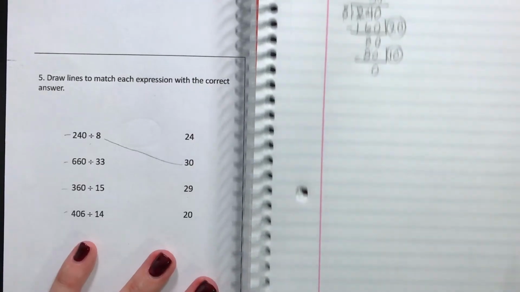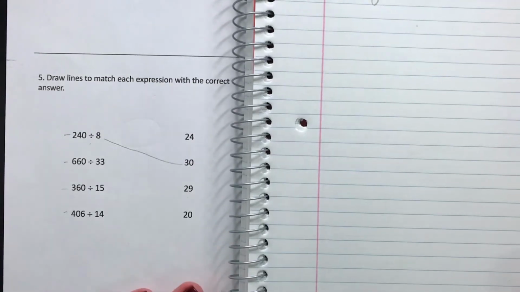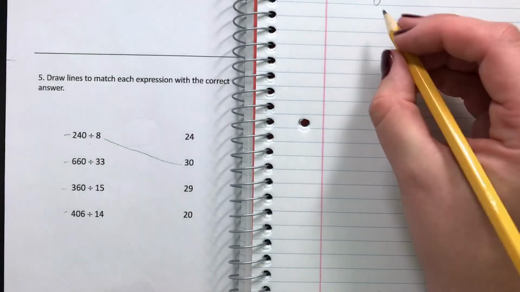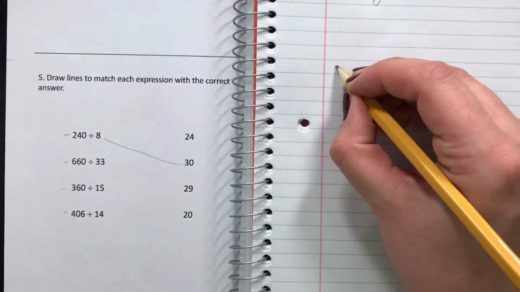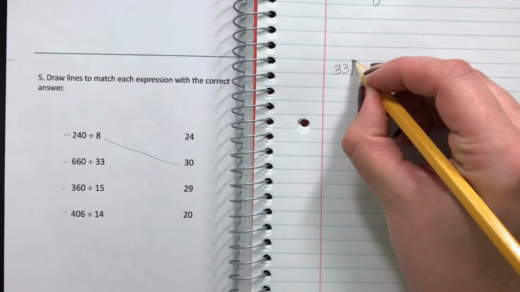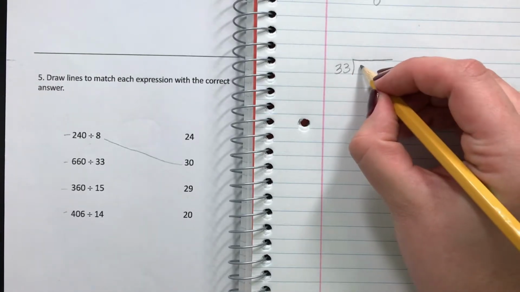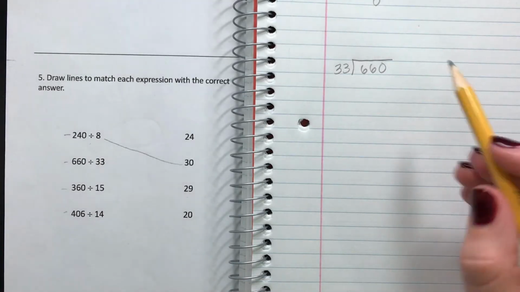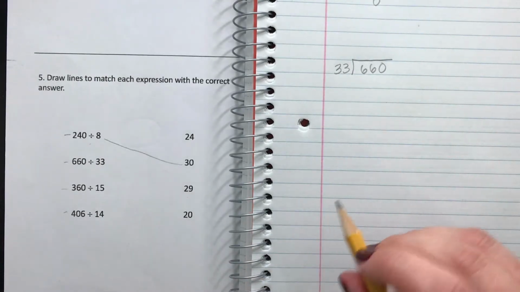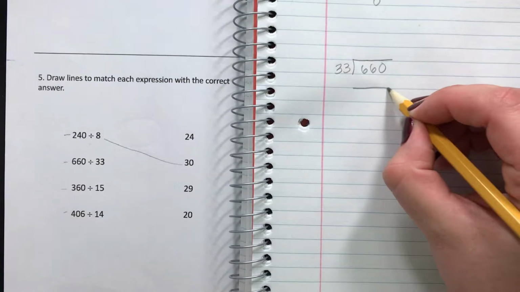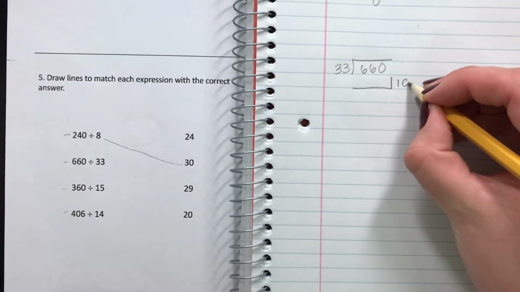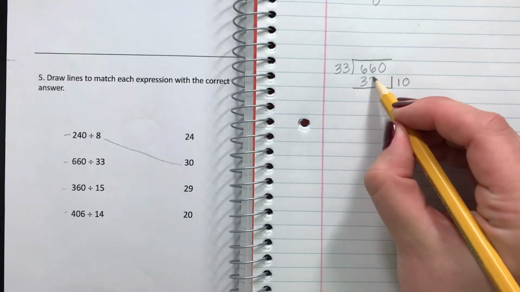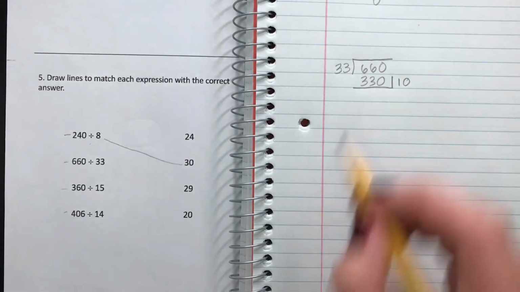All right, so let's look at the next one, 660 divided by 33. All right, so 33 on the outside, that's our divisor, and our dividend is 660. All right, so now we can start with multiple of 10. I'm going to start down at 10 just to be safe. 33 times 10 I know is going to be 33 with a 0 on the end.